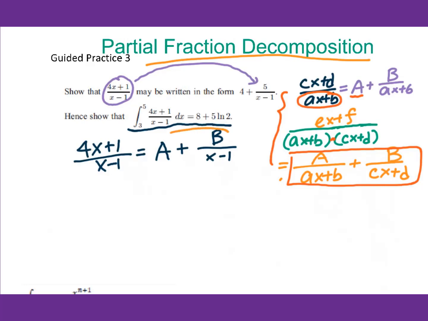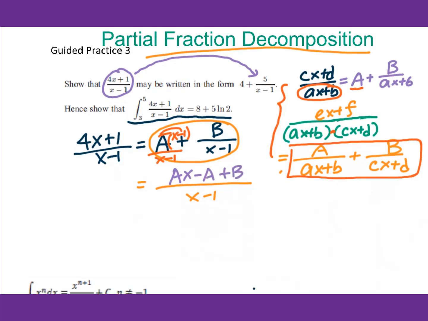Then we will work this out. The denominator is x minus 1, so we do x minus 1 multiplied by x minus 1. Do the distributive property. You will get ax minus a, then plus b. This time compare to the original rational function. For the x coefficient, this is a, here is 4. Therefore, you can figure out a equals 4.